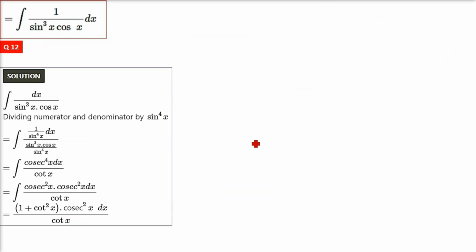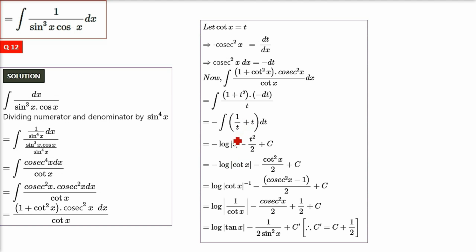So this is the way you are going to go about it. Don't forget to write all these symbols: the modulus sign, the dividing numerator and denominator, the integration sign, and dx. The whole idea is to get cosec and cot x together and write the answer in terms of sine and cos wherever it is possible.